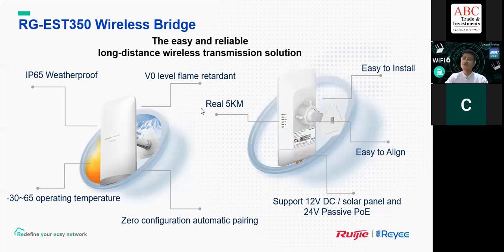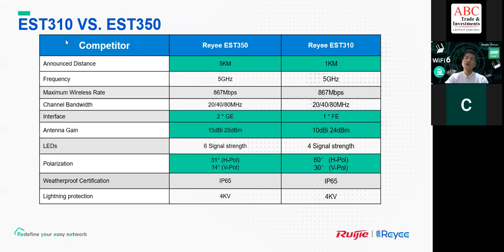Okay, here is the comparison for the EST350 and the 310. So what is the difference? The difference is the port. We offer 2 gigabit Ethernet in EST350, but EST310 only offers 1 fast Ethernet. So for 310, we recommend bandwidth requirements of less than 100 Mbps, because it supports only 1 fast Ethernet. So you couldn't use it for projects over 100 Mbps. Please note this, really important. And as you can see here, the antenna gain of the EST350 is much higher than the EST310.